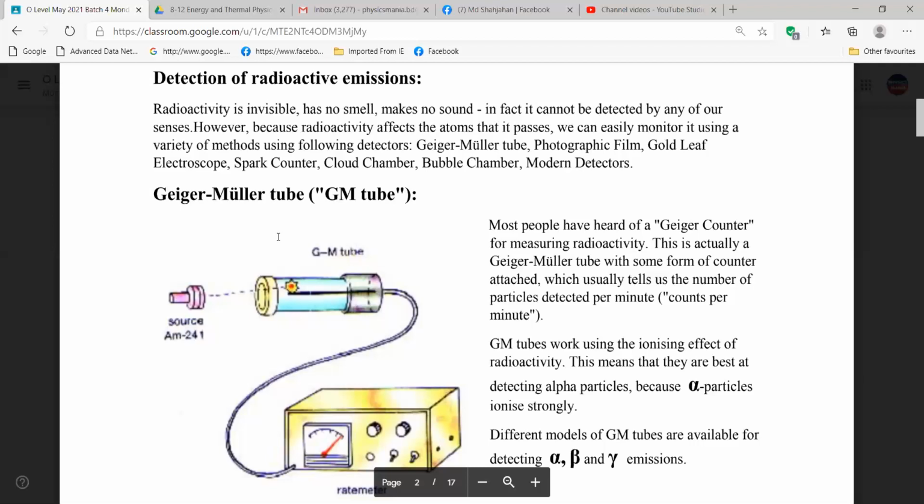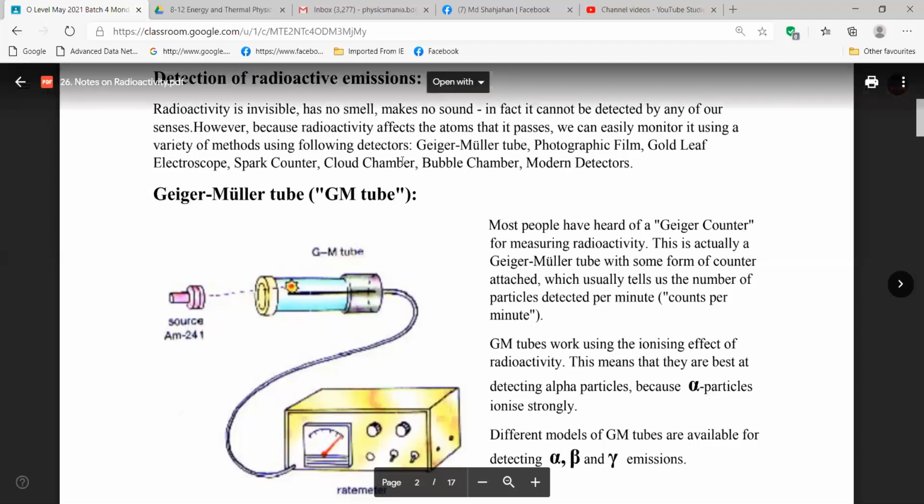Now we are going to find some detectors which we can use to detect the radioactive emissions, their strength, and their counting numbers, so that we can be aware and stay away from these radioactive emissions. We can be more careful. We can take measures to avoid them and to reduce the radioactivity. So please go through from here.